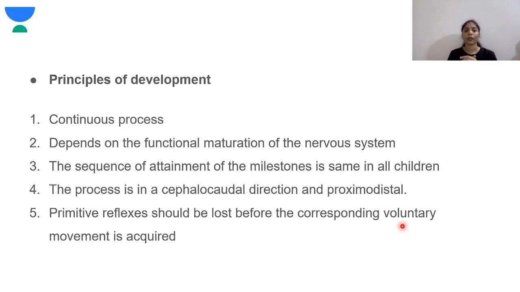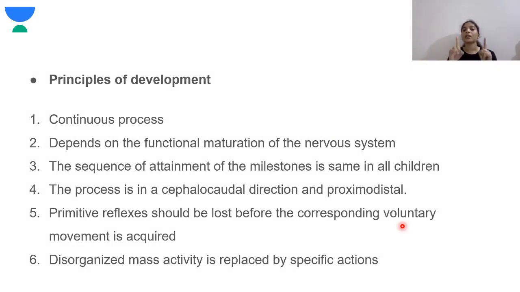Primitive reflexes should be lost before the corresponding voluntary movement is acquired. Primitive reflexes are there for a very short time, so the persistence of a primitive reflex is a point of developmental delay. Always, the primitive reflex should be lost, and the corresponding voluntary movement is acquired once the primitive reflex is lost.